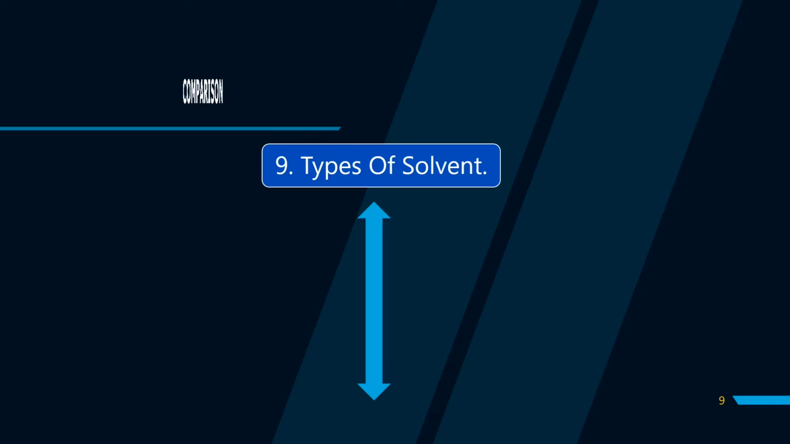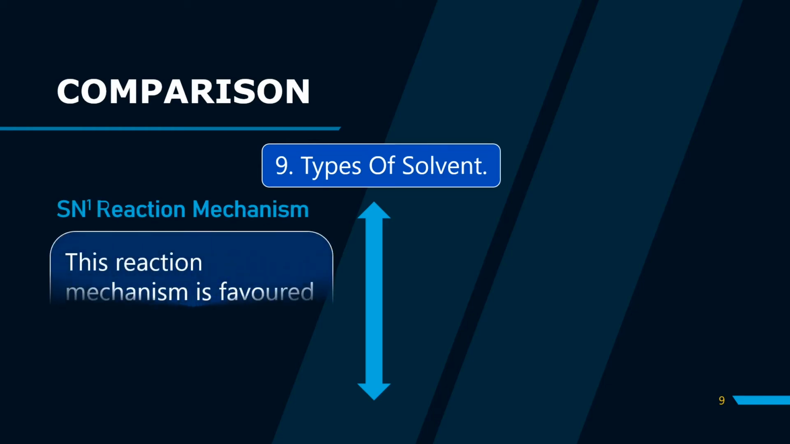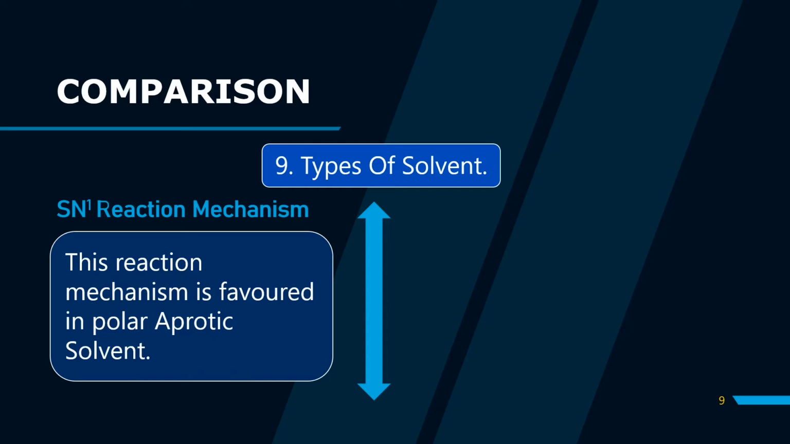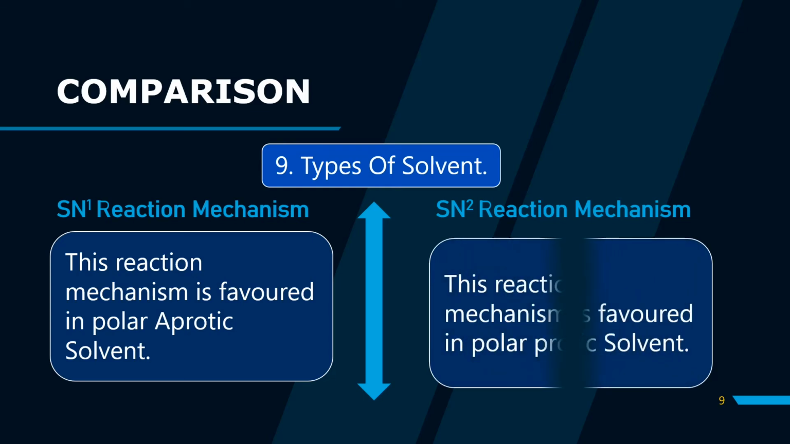Now let us consider the ninth difference on the basis of the types of the solvent. The SN1 reaction mechanism is favored in the polar aprotic solvent, while the SN2 reaction mechanism is favored in the polar protic solvent.